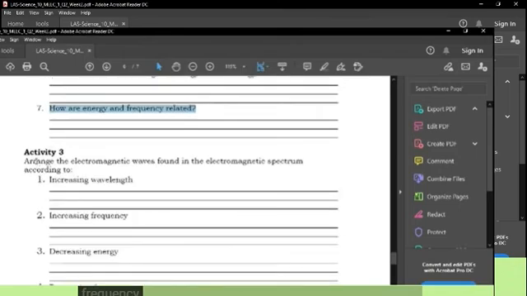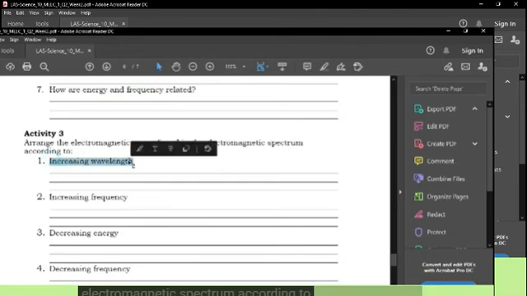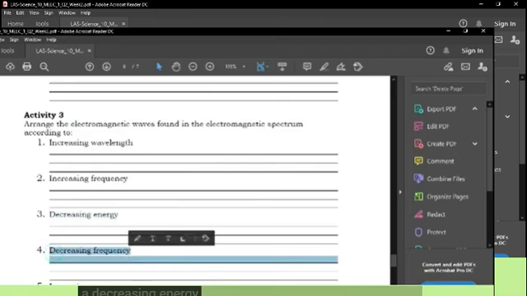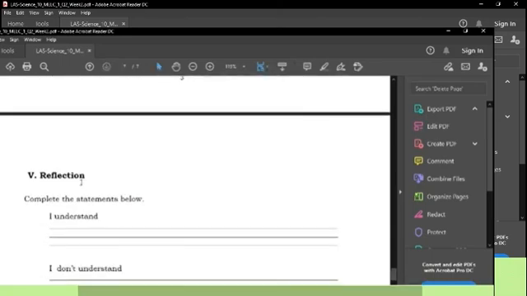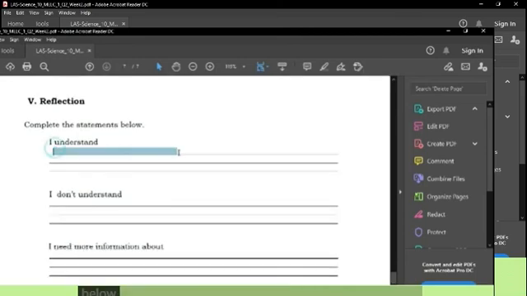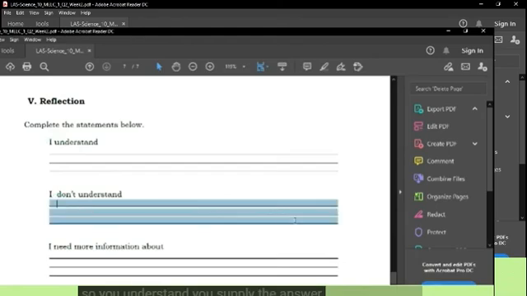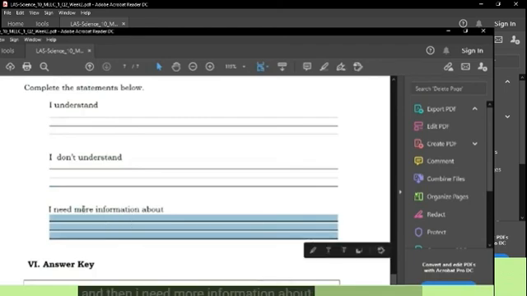For the activity number 3, you're going to copy the question again, and you're going to arrange the electromagnetic waves found in the electromagnetic spectrum according to increasing wavelength, increasing frequency, decreasing energy, decreasing frequency, and increasing energy. So you're going to write the electromagnetic waves according to the given question. For the reflection, you're going to complete the statements below. So if you understand, you supply the answer, and if I don't understand, if there is any, then I need more information about it. Okay, so that's it.